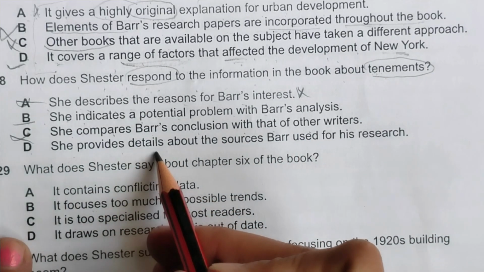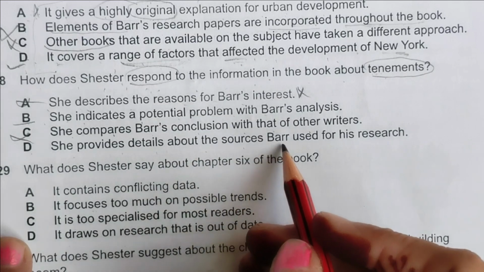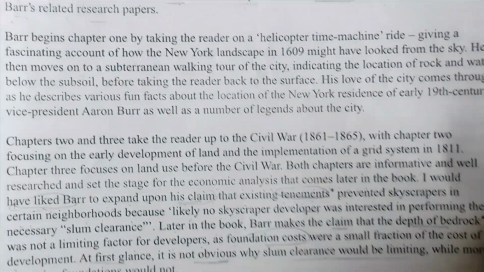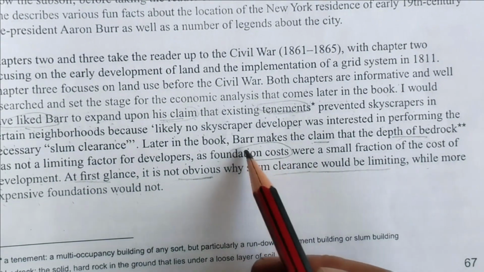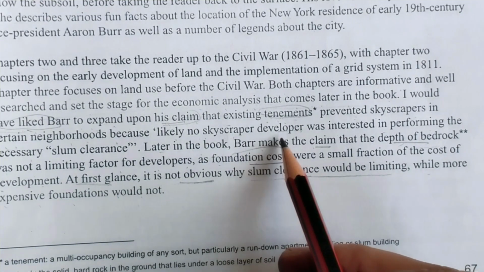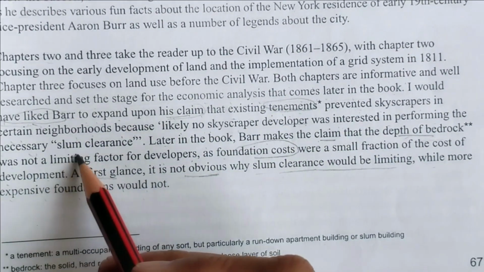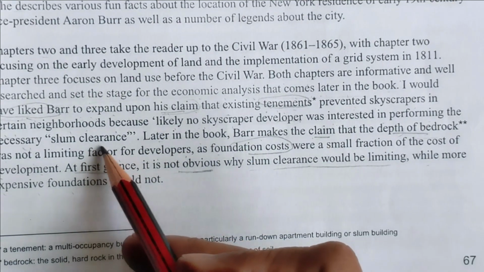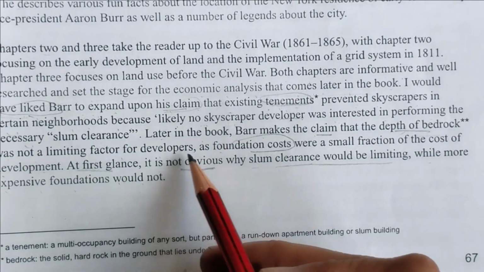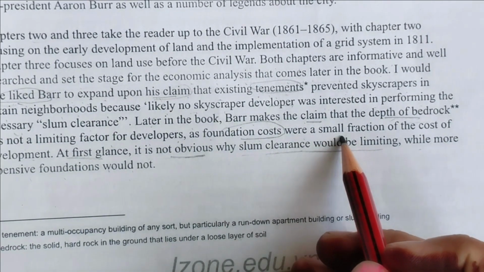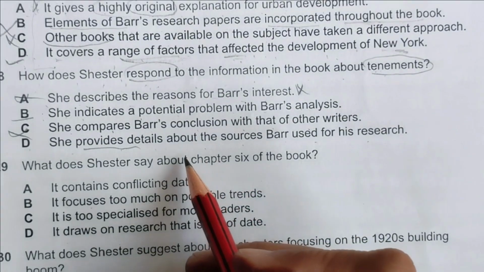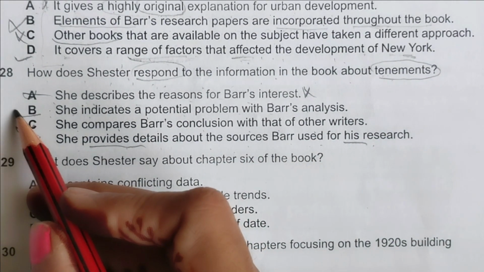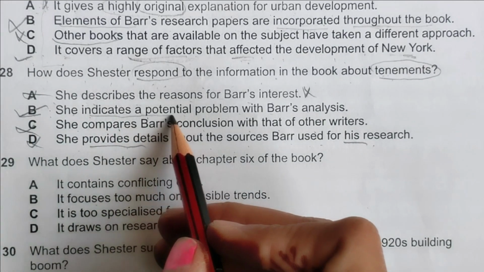D. She provides details about the sources Burr used for his research. No, where is he providing details? He is just telling the reasons why these builders did not develop this special area. Foundation costs were a small fraction of development, nothing about the sources used for his research. No. So we have been left with B, she indicates a potential problem.